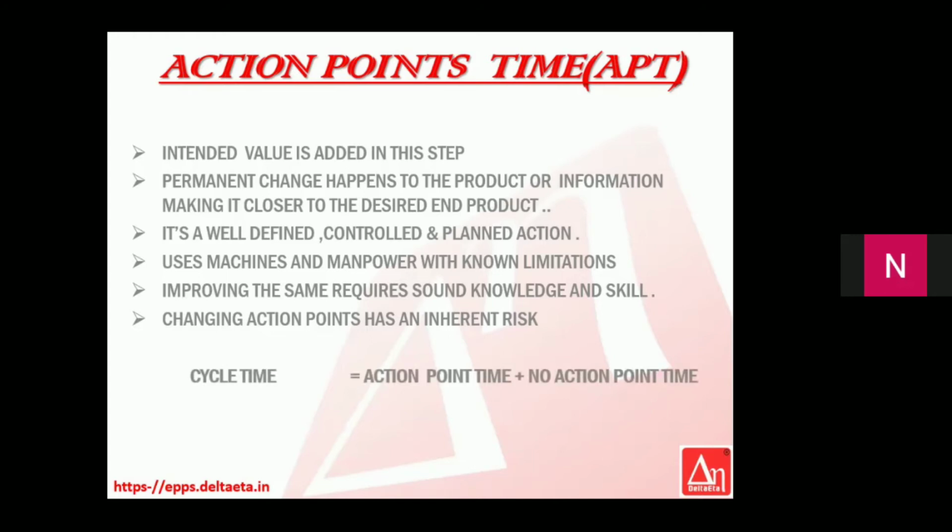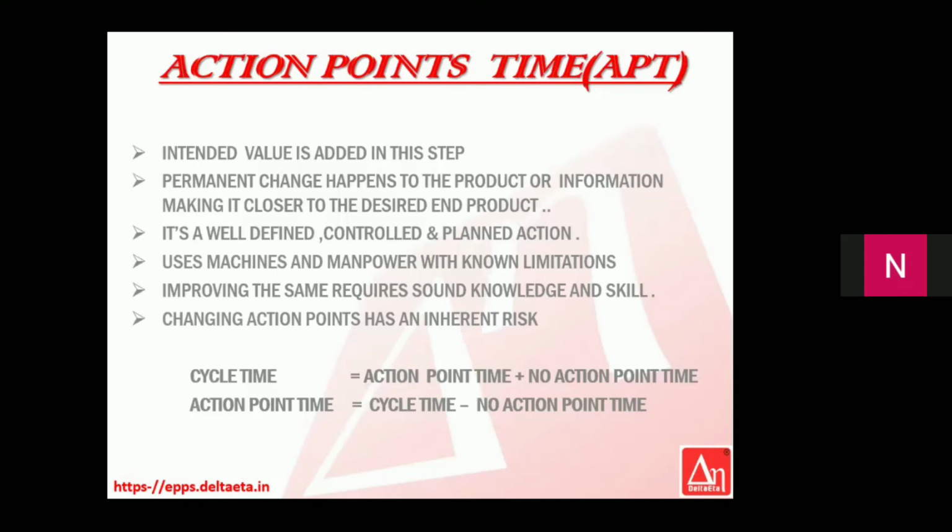And action point plus no action point is the total cycle time of a product. Let's say you are converting a piece from A to B. So the action points as well as the no action points in the entire process are called the cycle time. So action point time can be cycle time minus the no action point time. Cycle time minus no action point time is the action point time.